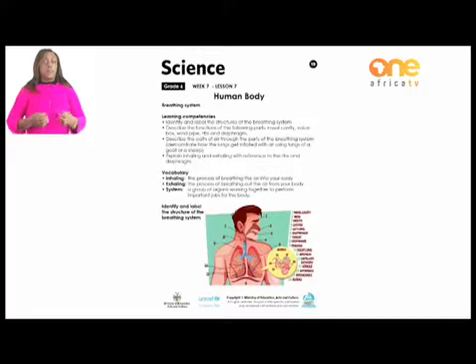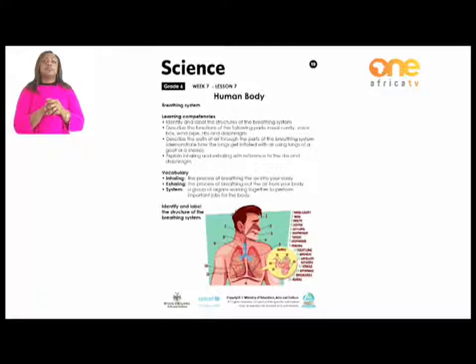Before we go into details of our lesson, let's look at the common words that are used in this system, which is the breathing system. The first word is inhaling. What is inhaling? Inhaling means the process of breathing the air into your body. It means the air is getting into your body. Exhaling. Exhaling is the process of breathing out the air from your body, meaning that the air that you breathed in the first place has now to go out of your body.